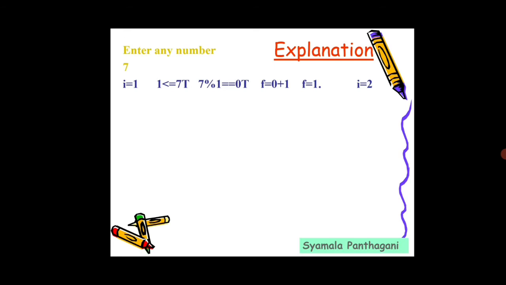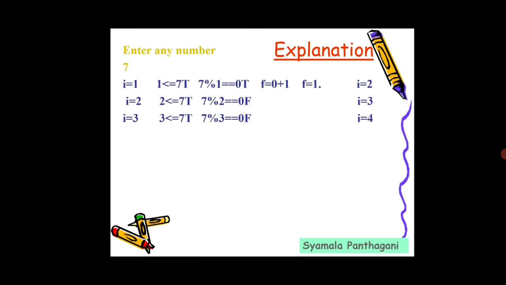This iteration completed. Then the compiler increments the value of i. The initial value of i is 1 plus 1 is equal to 2. i is equal to 2. Next, the second iteration started with the new value of i. i is equal to 2, 2 is less than or equal to 7. That is also true. 7 mod 2 is equal to 0. This is false. That's why the control doesn't increase the value of f and just goes to the next loop with the new value of i, that is 3.